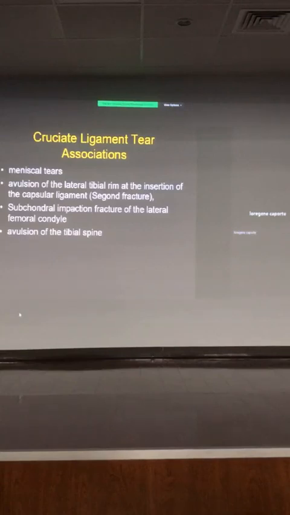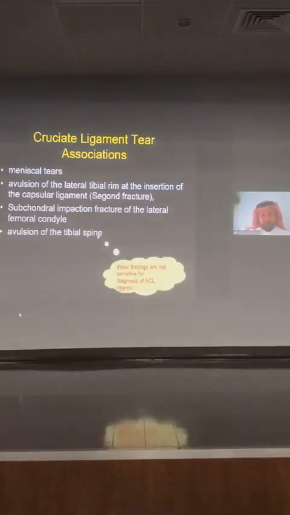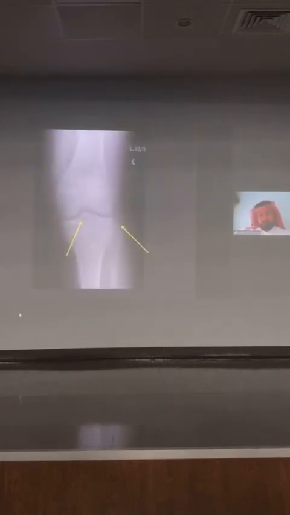So that's what I teach the residents all the time. If you see an avulsion of the tibial spine, if you see a Segond fracture, if you see an impaction of the lateral femoral condyle, then you can recommend an MRI to see if this patient has a torn anterior cruciate ligament or not. So these are not sensitive, but they are just an indication for an ACL injury.